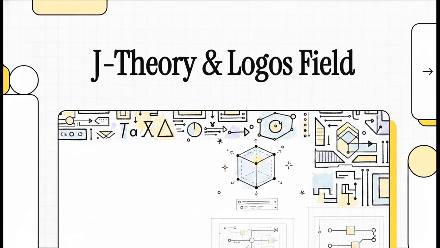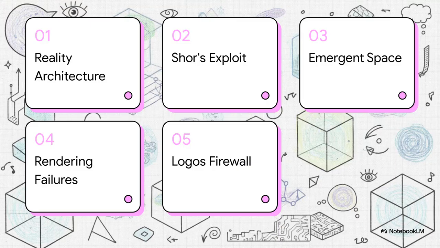Seriously, if you've ever had that sneaking suspicion that reality has a hidden source code running in the background, well, the mathematics we're about to unpack is going to give you the exact blueprint. Here is exactly what we're covering today. We'll start with the architecture of reality, move into Shor's algorithm as a reality exploit, break down the mathematics of emergent space, look at cosmic rendering failures, and finally wrap up with the logos firewall defenses.